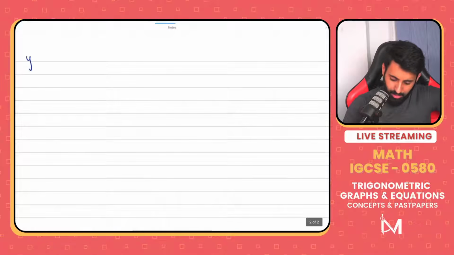Okay, then next is y is equals to tan x. Now, tan x graphs are interesting.